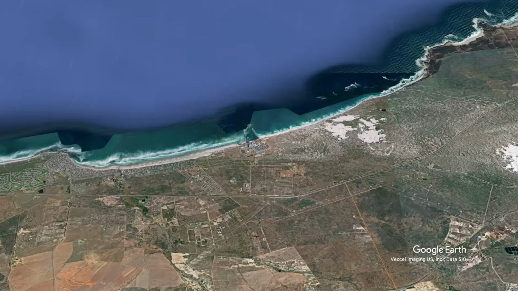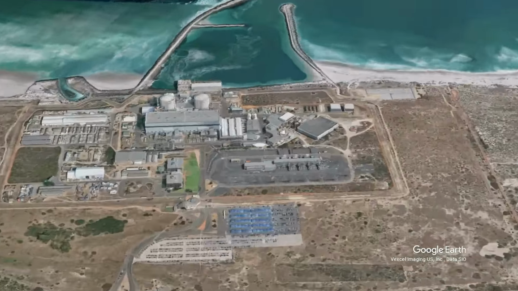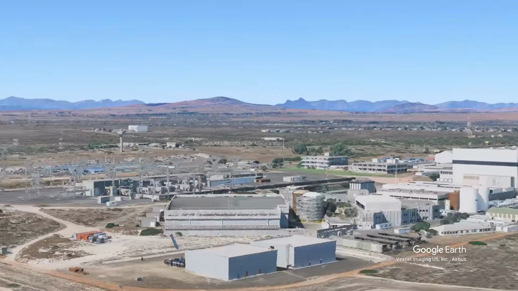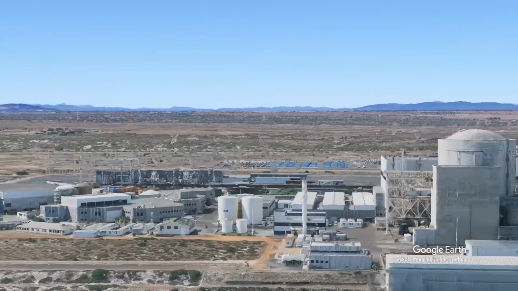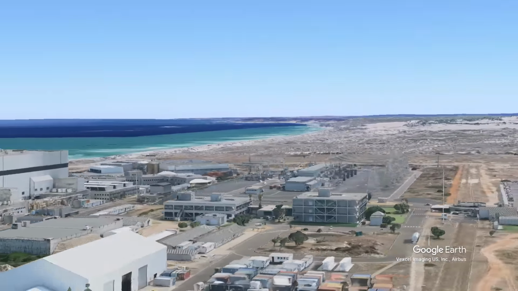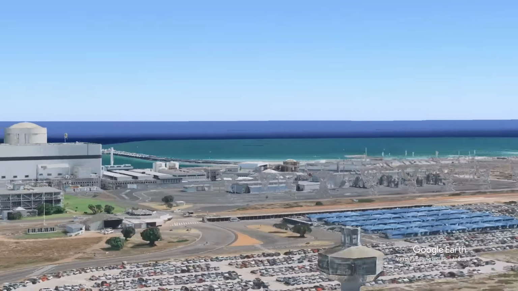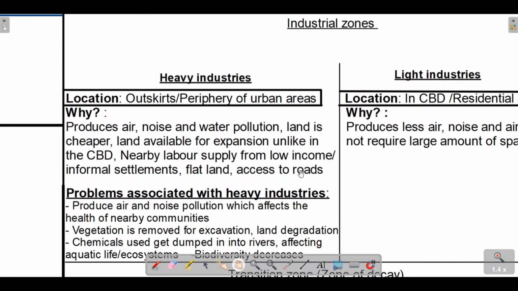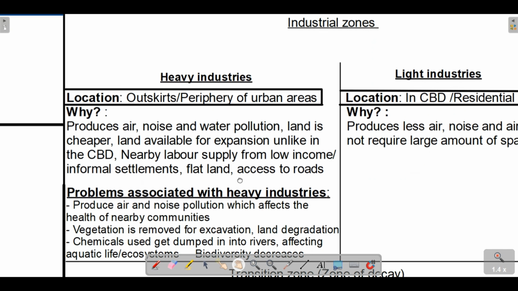Okay, so heavy industrial areas or heavy industrial zones are going to be far away from the center, or far away from the CBD, and far away actually from high income areas. And we'll talk about that. So that is their location. They are on the outskirts, or on the periphery, or on the edge of urban areas, right?